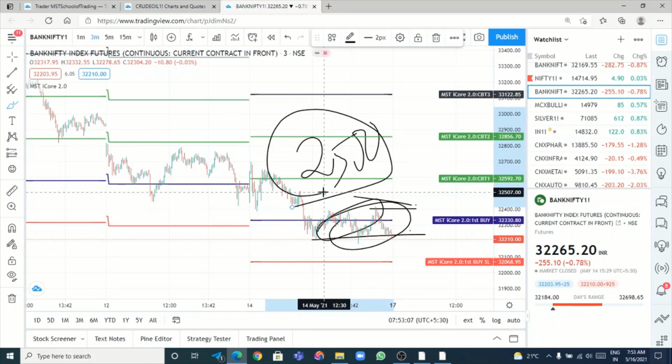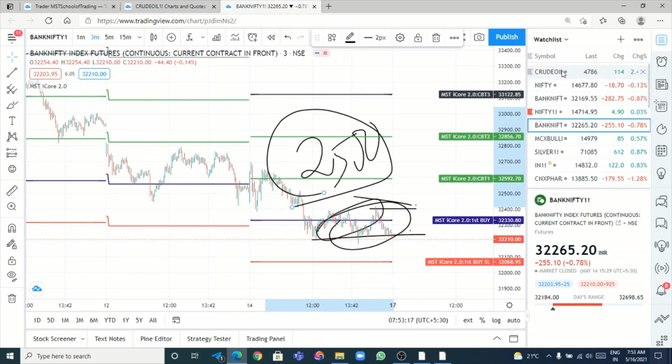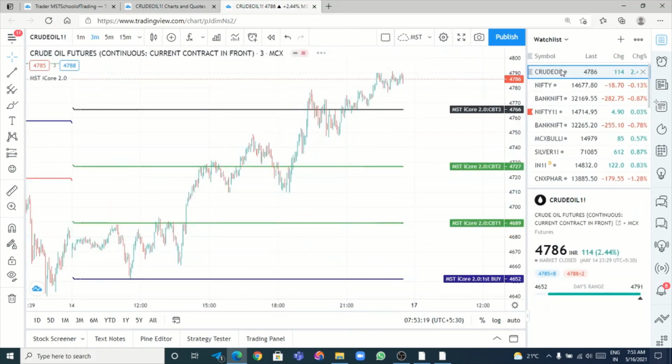Okay, so this is about the indicator. It is very simple to use. Just understand there are only 4 points. One is enable first buy and first sell. If first buy is activated, cancel the first sell. If first sell is activated, cancel the first buy and stay in the trend. If first buy SL hit, go for the reverse entry, that is the second sell. If first sell SL hit, go for the second entry, that is the second buy. That's all. Very simple, very easy to understand.